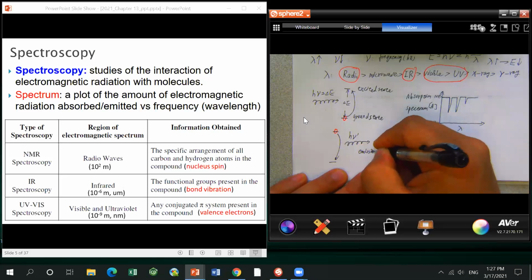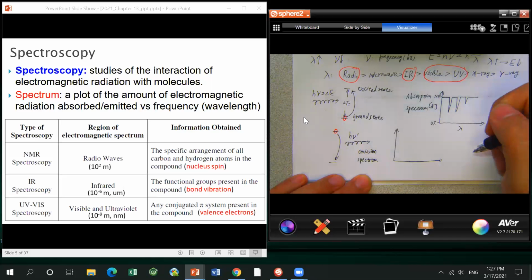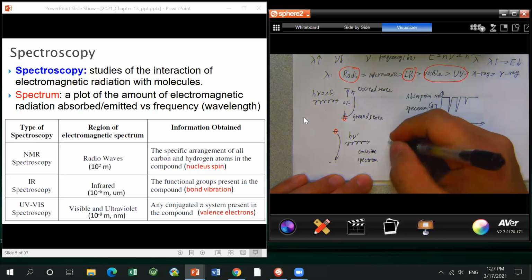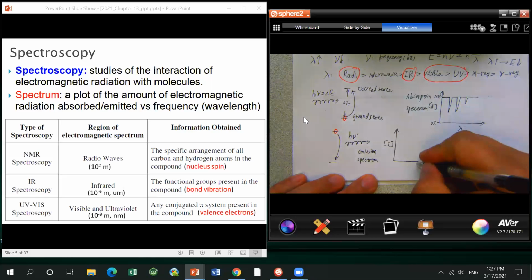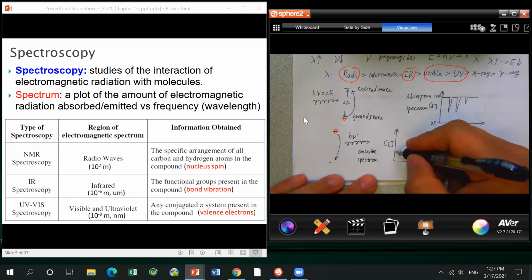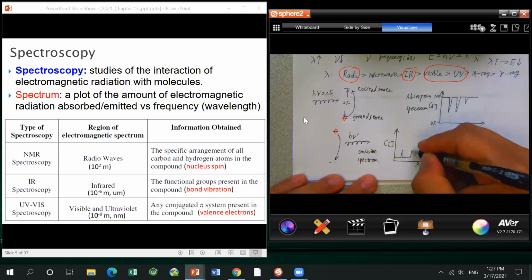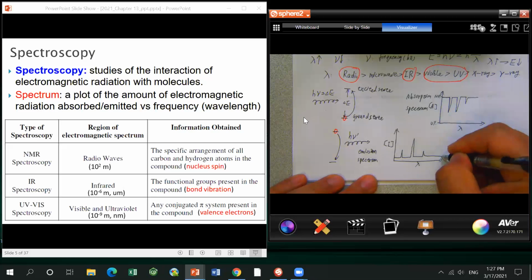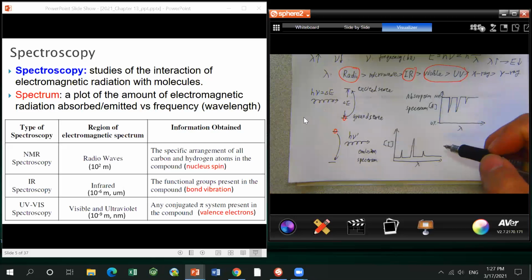So that's an emission spectrum. For an emission spectrum, normally the y-axis is intensity, that's how strong your emission is, and the x-axis is still just lambda. So normally you should see something like this, some signal. Here is a very strong signal, which means the emission, the electromagnetic radiation, is quite strong.